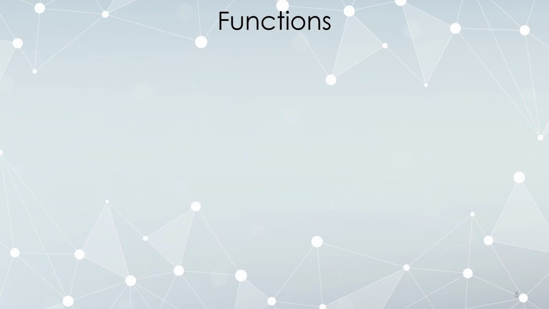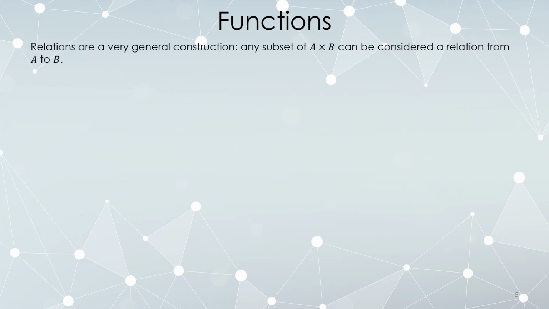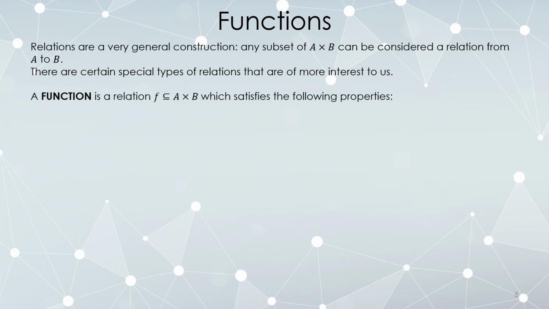So those were relations. What are functions? Okay, relations were very, very general. Any subset of the product set can be considered as some sort of relation from A to B. But there are special types of relations that we're going to develop further. For example, a function is a relation, okay? So it has to be a subset of the product set, but it's going to have some additional properties.